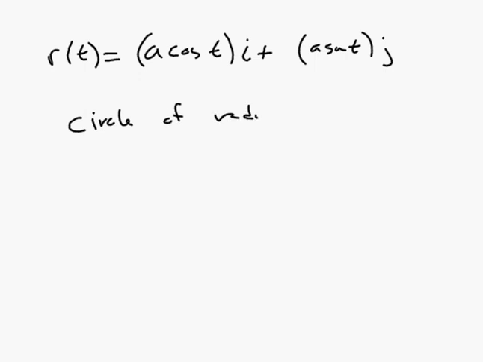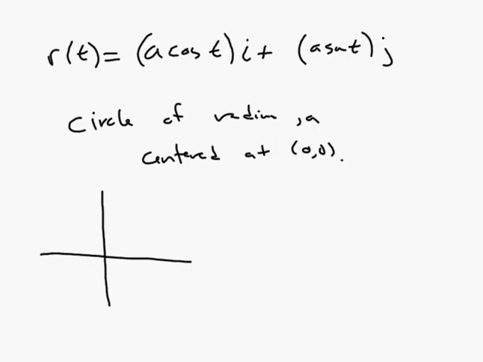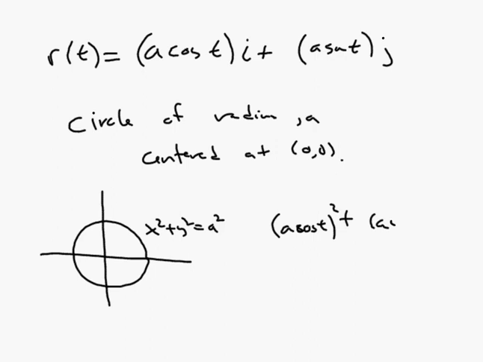of radius a centered at 0, 0. You can show that pretty quickly. We know that a circle of radius a centered at 0, 0 in rectangular form would have this equation: x squared plus y squared equals a squared. Okay? So if we take this parameterized version here, this vector function, and we sub in the components, (a cosine t) squared plus (a sine t) squared, let's see what we get.